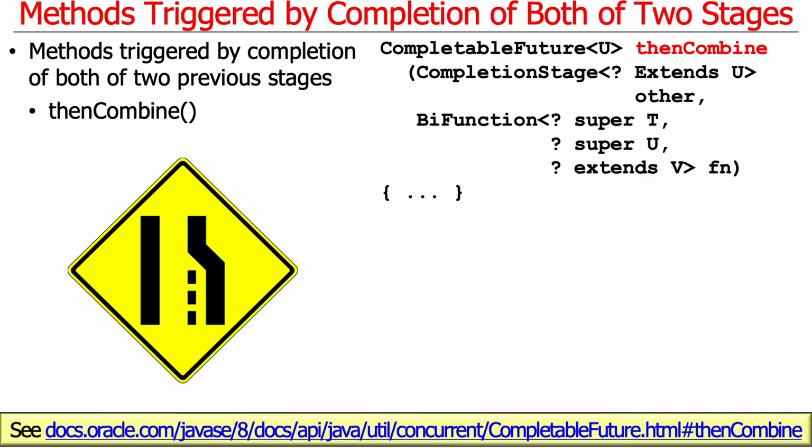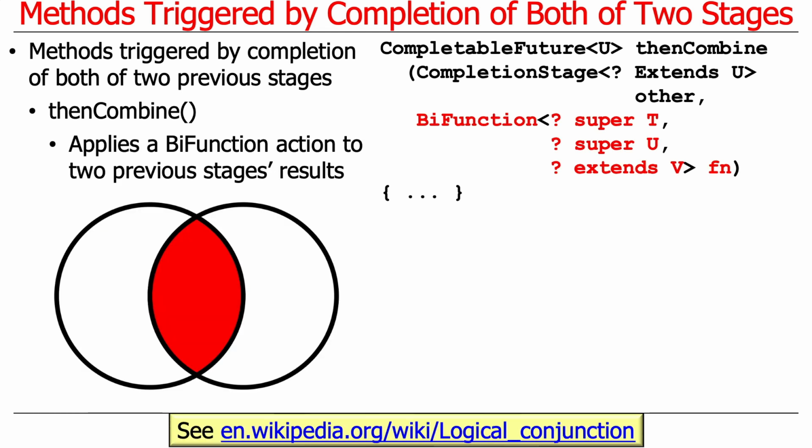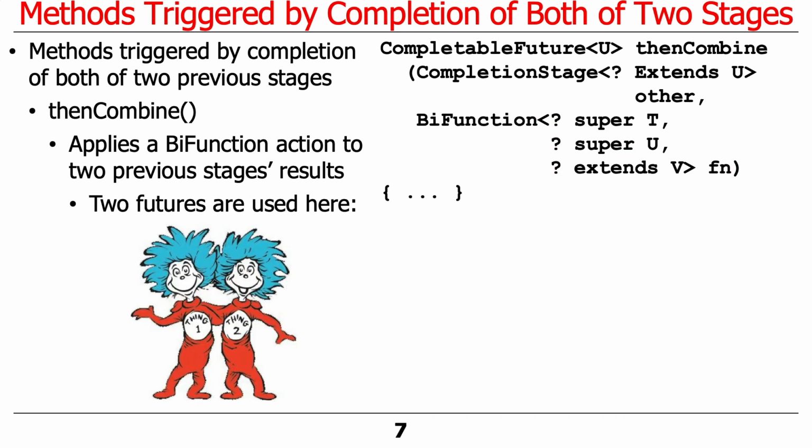So we'll start off by talking about thenCombine. You'll get a chance to use thenCombine in assignment 4. And as you can see, it kind of merges two things together like a traffic sign. It applies a BiFunction that takes two parameters and returns a result to two previous stage results when they finish running, typically asynchronously. There's actually two completable futures that are used here.